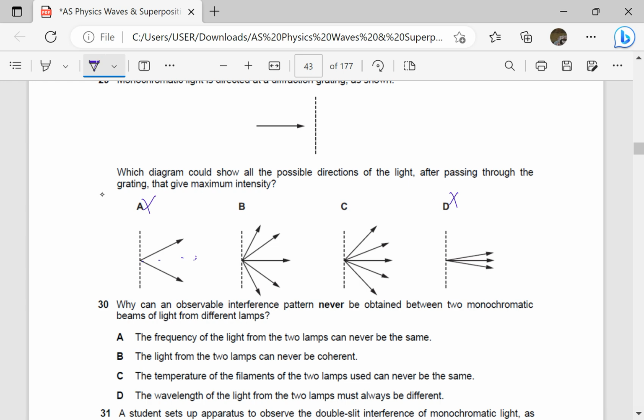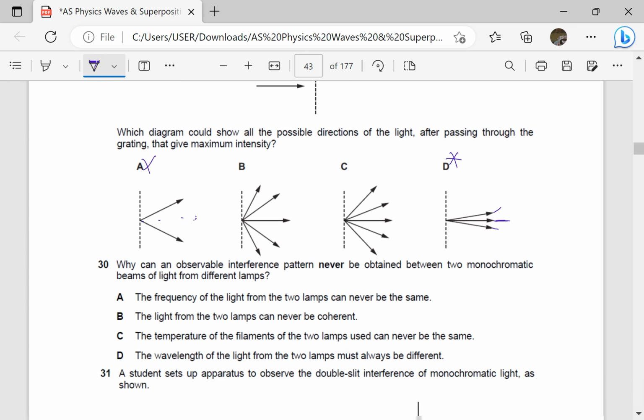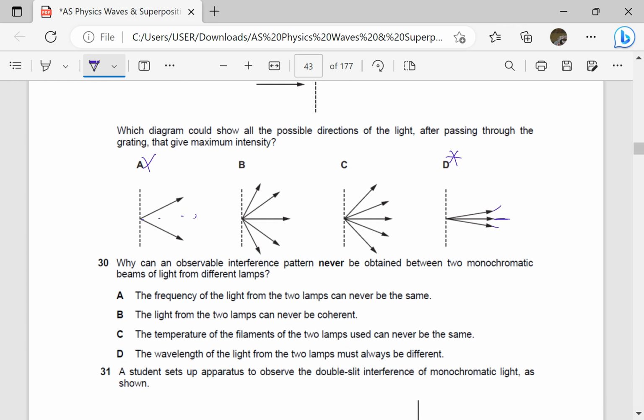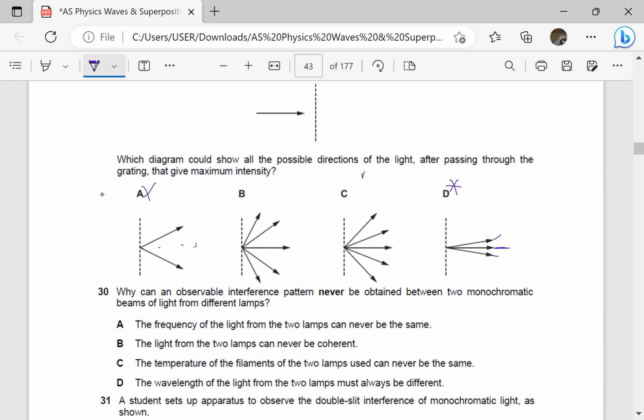This one is showing there's only one order on both sides of the intensity maximum in the same direction as the incident light. There must be different orders. So this one is also out. So we remain with B and C. So now what is going to make an answer correct is the angle between the diffraction maximum measured from the central maximum. Remember, for a diffraction grating, n lambda is equal to d sine theta, which means theta is the sine inverse of n times lambda over d.